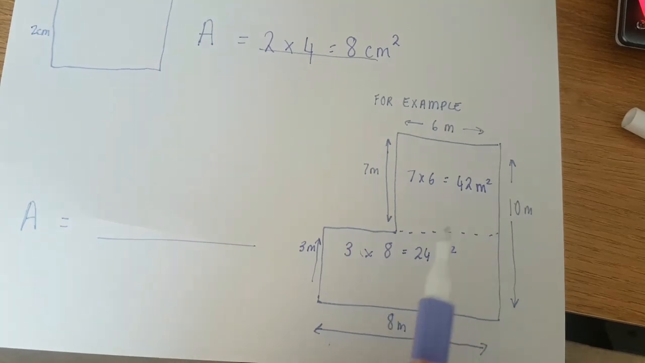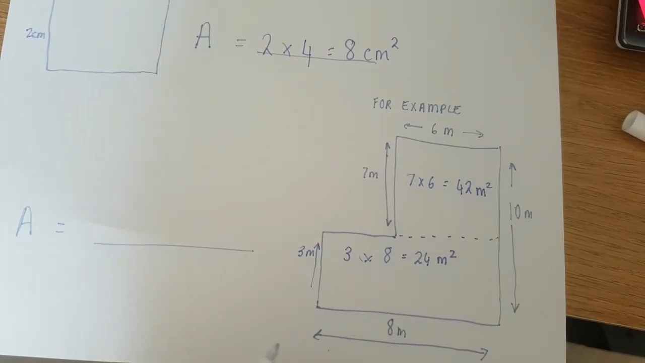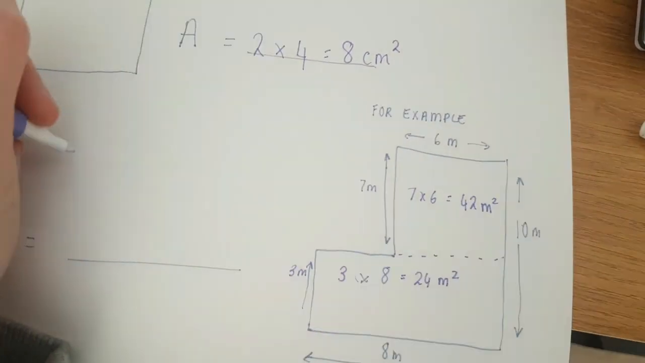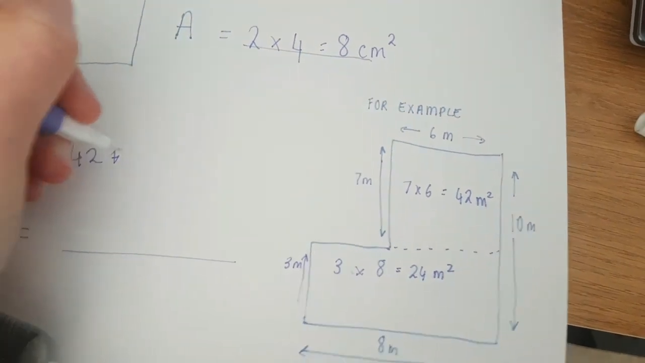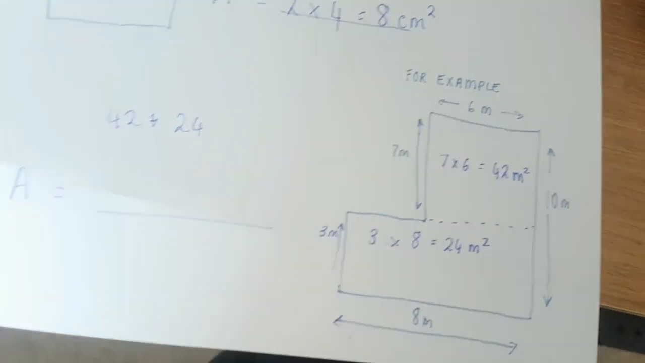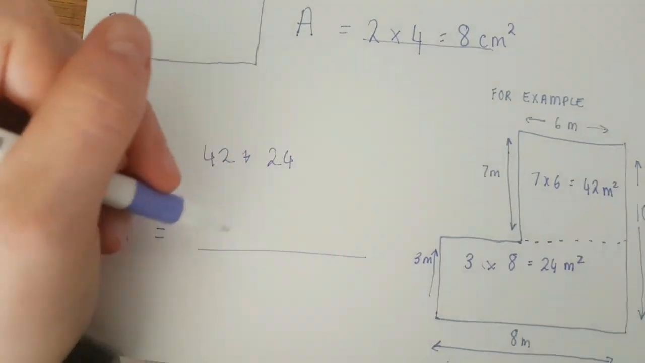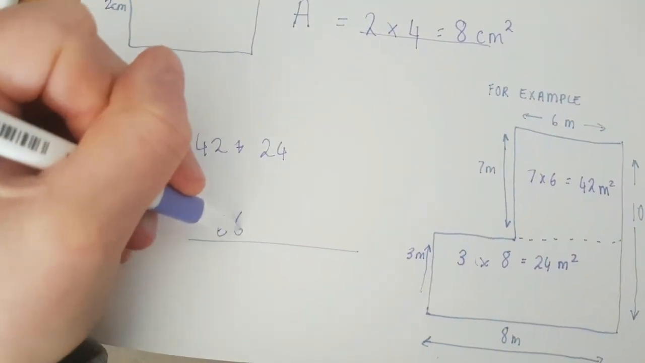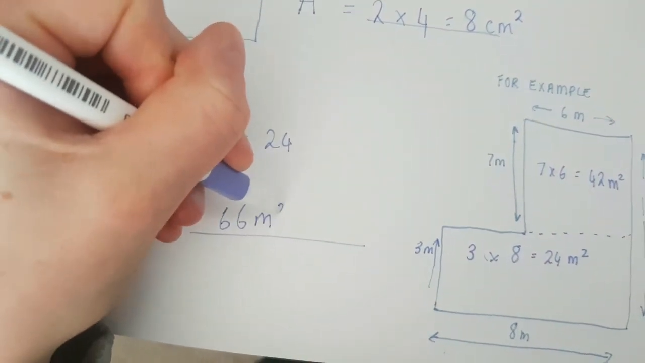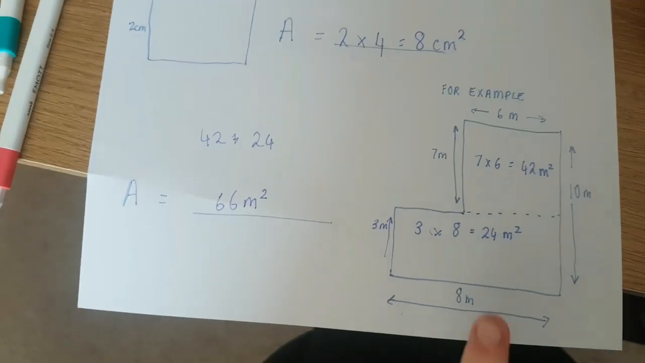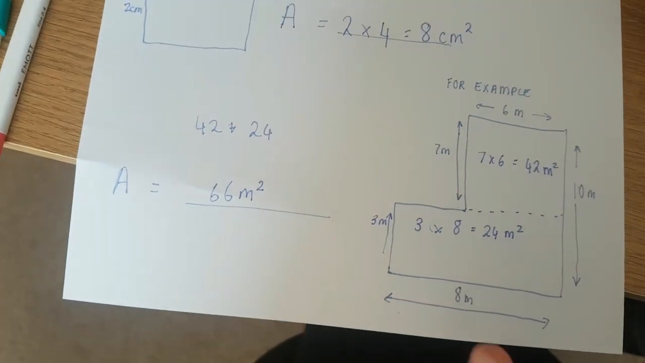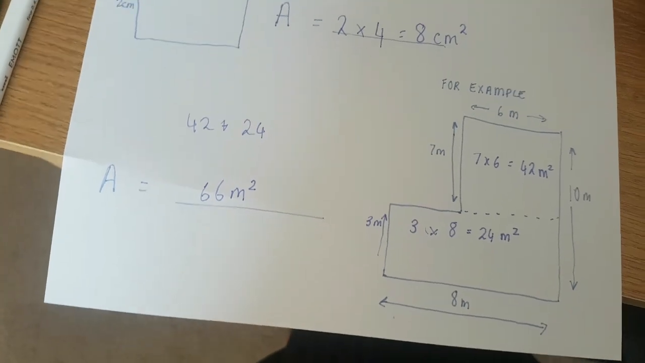Now for my total area, I have to add together my two areas. So I have 42 meters squared plus 24 meters squared. So my total area is going to be 66 and the units are meters squared. Make sure whenever you're working with a compound shape, you split it up into rectangles. It's a lot easier to find.